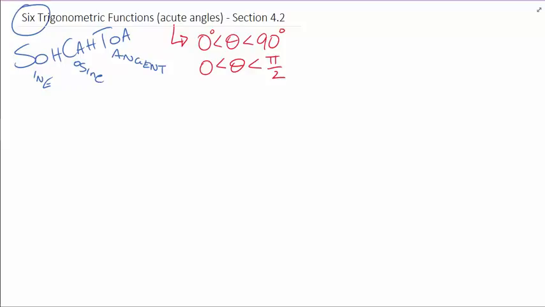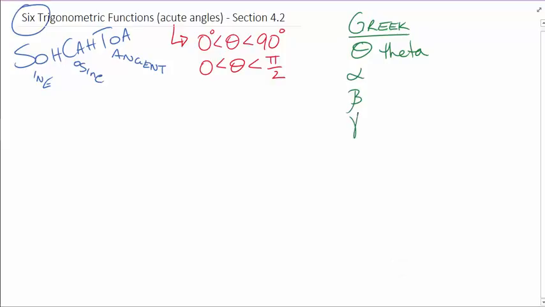Another piece of background information that's going to be necessary are some Greek letters. We're going to use Greek letters to label angles. The primary one I've used so far is theta. Some others that we will see will be alpha, beta, gamma. There's going to be plenty of others along the way, but those are the 4 primary ones that we're going to use today.